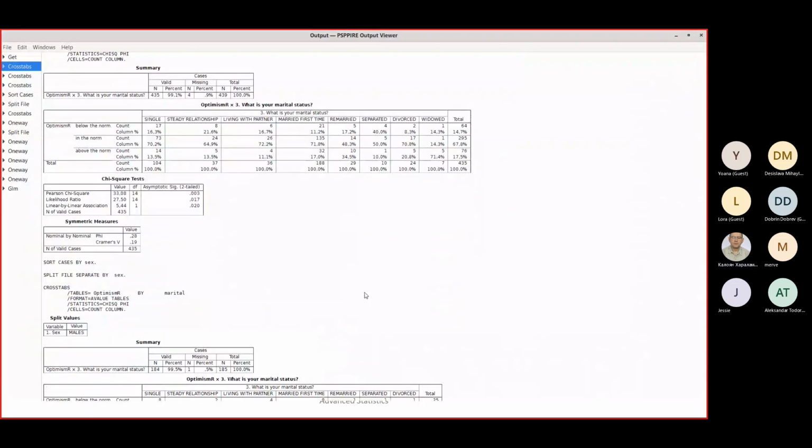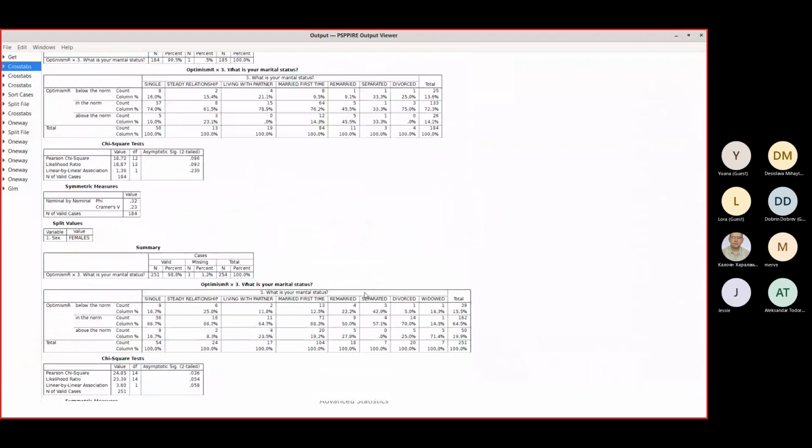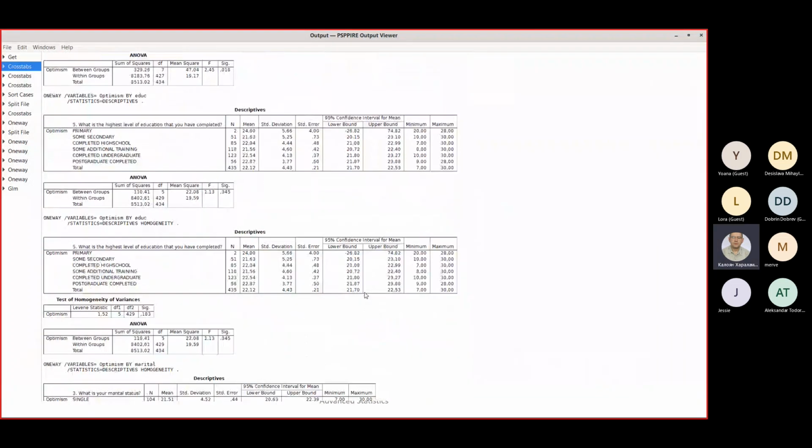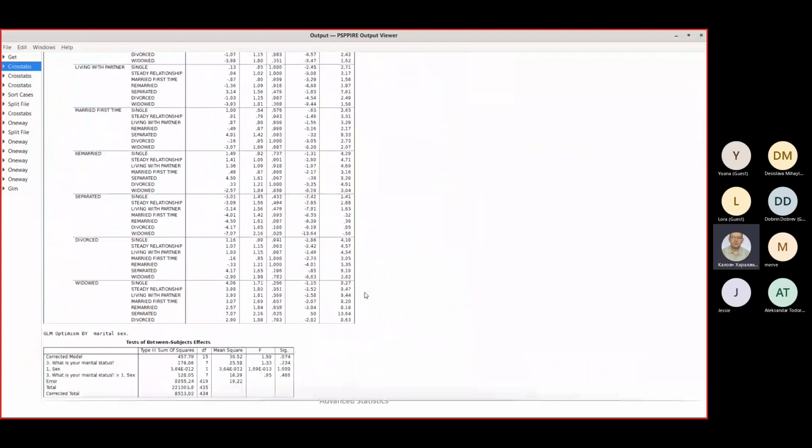Okay. And here in the results, in this table, we can see Mediator status in this row. After that, the sex row. But after that, here we have Mediator status by sex. And the question is why?